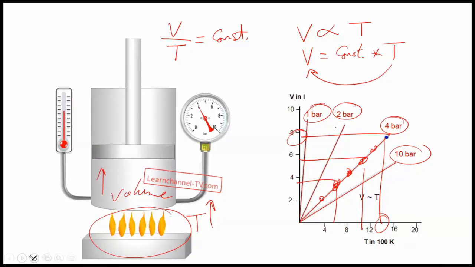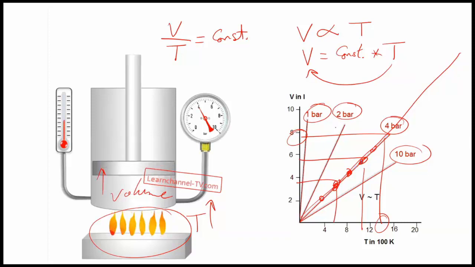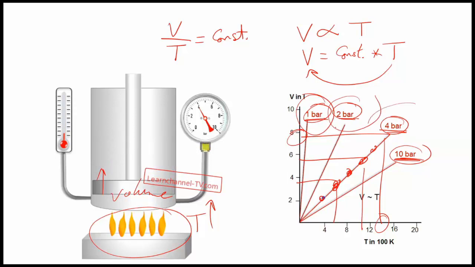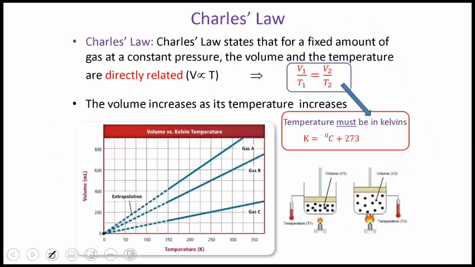Okay? And they are represented by a straight line. This constant depends on what? As you see here, the constant depends on the pressure. If you do it at, let's say, the atmospheric pressure, or double the pressure, or 4 times the pressure and so on. Okay. That's what we call actually Charles' law.